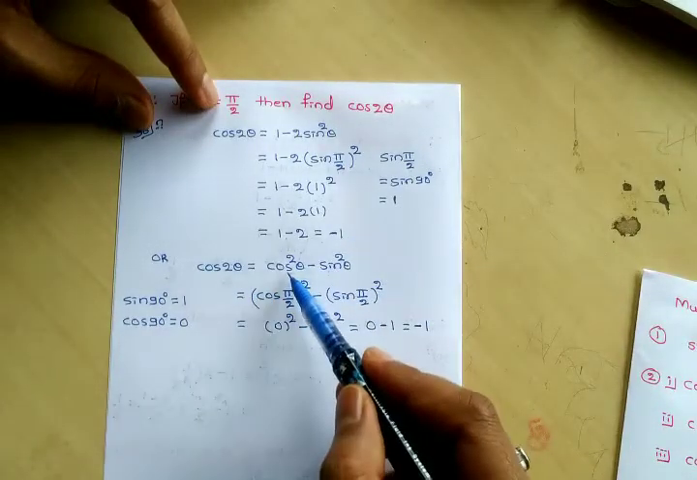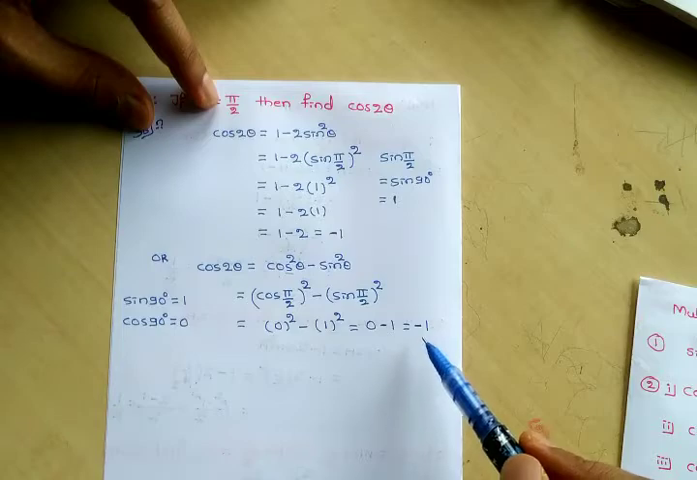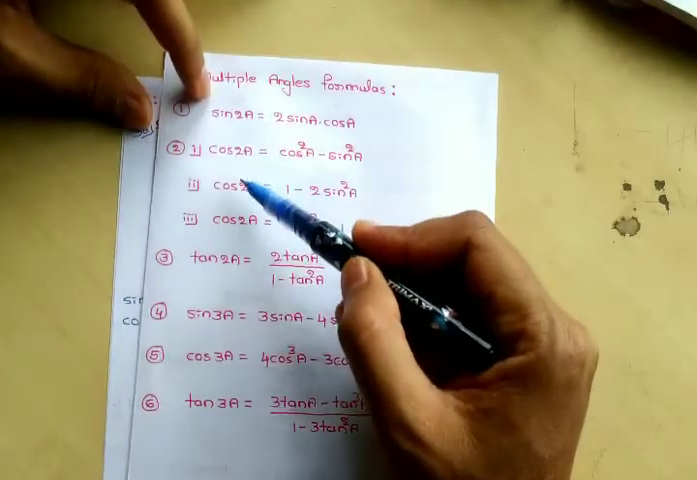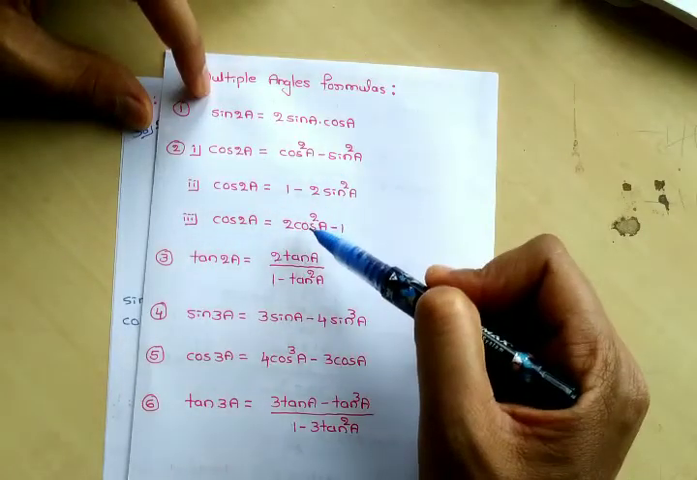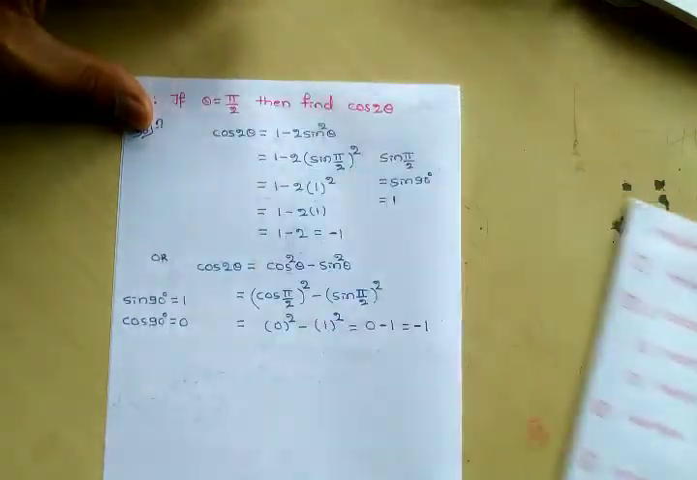Suppose if you apply the cos square theta minus sin square theta formula, again you are getting the same answer. That's why what I said, in these three formulas you can apply any one formula, because in all the formulas that angle is present.